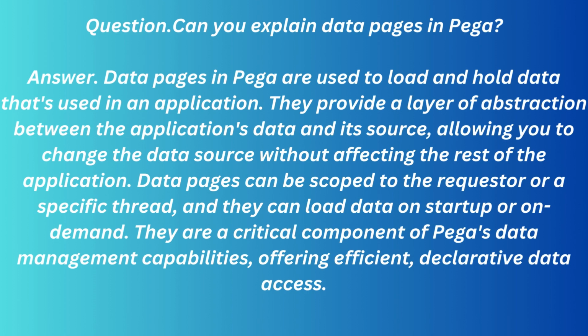Question. Can you explain data pages in Pega? Answer. Data pages in Pega are used to load and hold data that's used in an application. They provide a layer of abstraction between the application's data and its source, allowing you to change the data source without affecting the rest of the application.